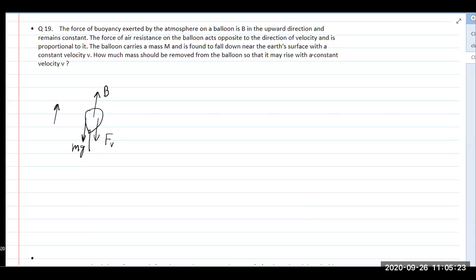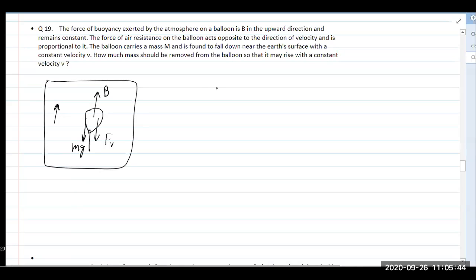Okay, the balloon carries a mass m and it is found to fall down near the Earth's surface with a constant velocity v. How much mass should be removed from the balloon so that it may rise with constant velocity? Okay, so what is the condition? These are the forces given. Initially, the first condition is given. Leave this one, this is just an indicative diagram of forces.